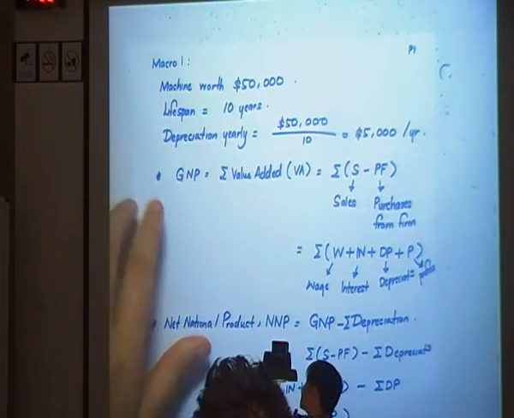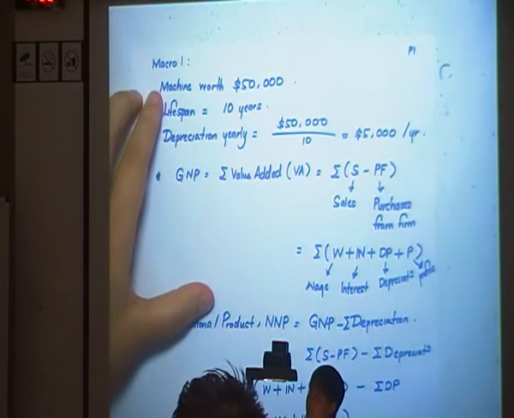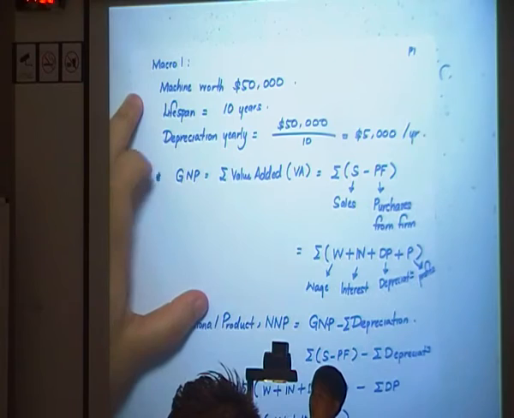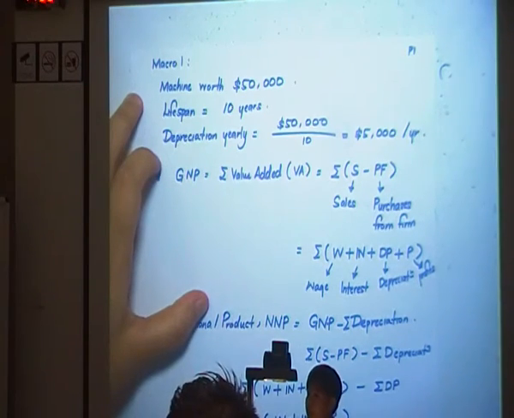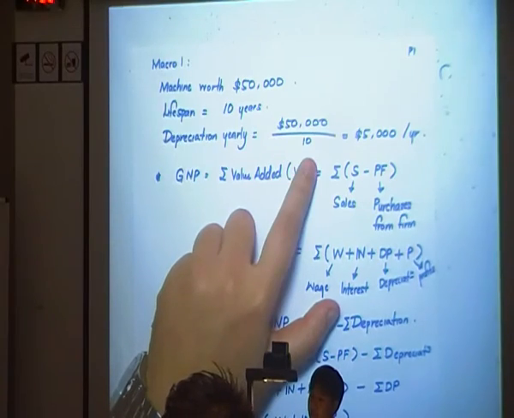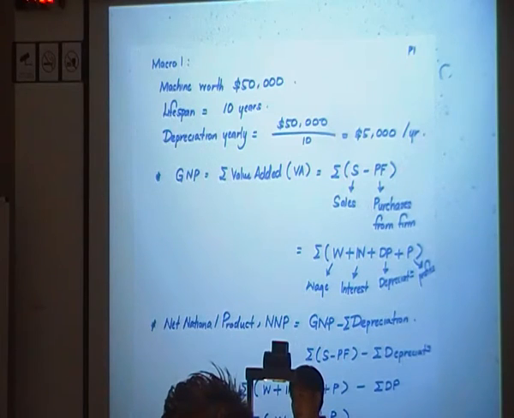What is the straight line method? Say your machine is worth 50,000 and the lifespan of the machine is 10 years. If you want to find the depreciation yearly, you just take the total worth of the machine divided by 10 years. Every year it will depreciate by $5,000. That is how we do the calculation.